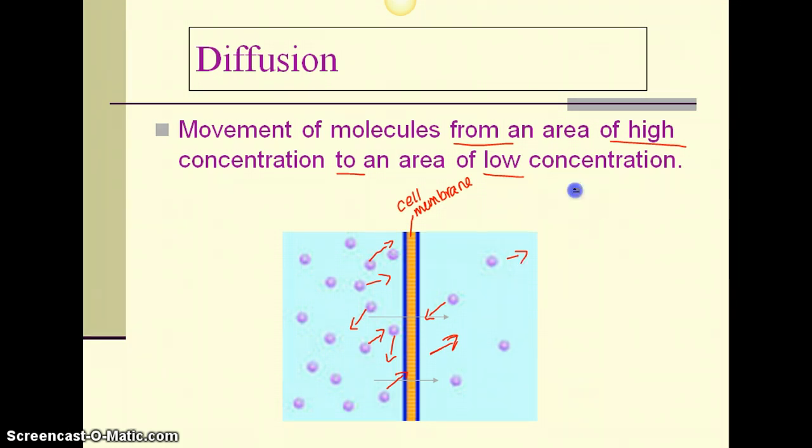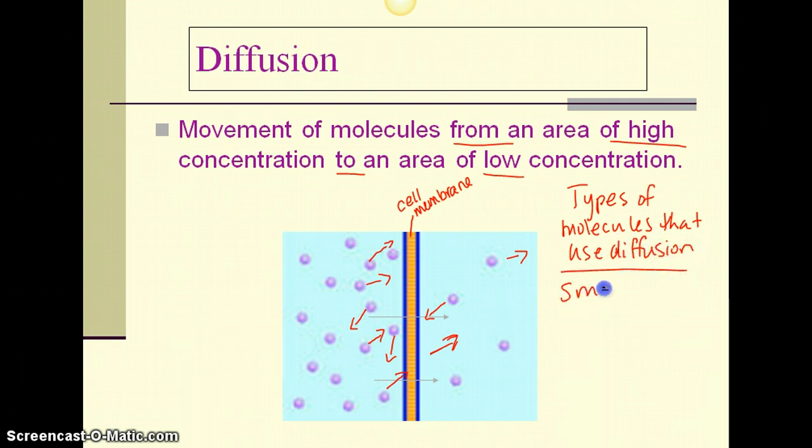So the types of molecules that fit is small and nonpolar. Now they could be either or. They don't have to be both. So they could be small but polar, but as long as they're small, they'll fit through. It's like they're sneaky. They kind of fit through the membrane.